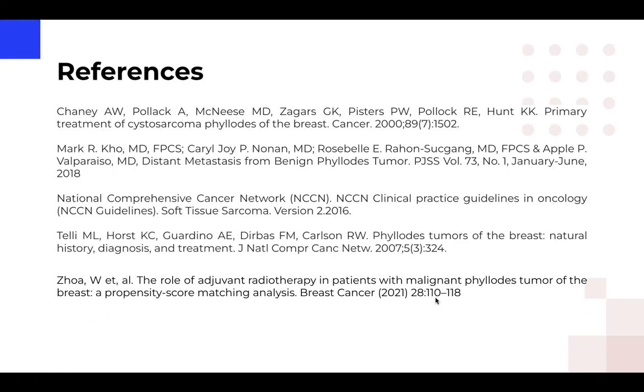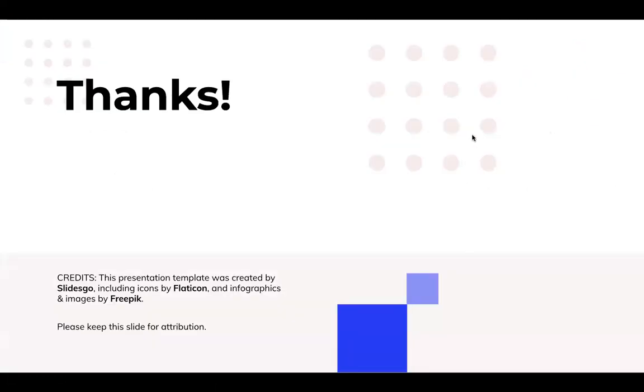Has anybody read about the local one, the one of Marco? Yes, sir. We have found a study. Can you give me a summary of that one? So sir, it was a retrospective study. They did a chart review. By the way, the title is Distant Metastasis from Benign Phyllodes Tumor, published in the Philippine Journal of Surgical Specialties by Dr. Ko, Dr. Nonan, and others.